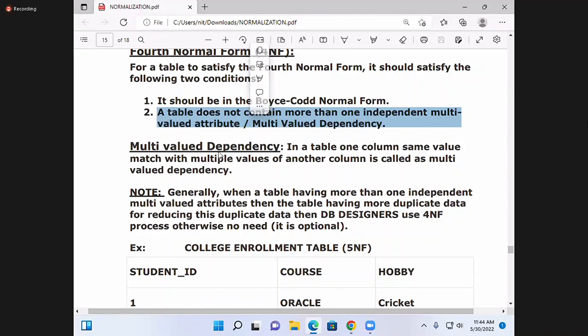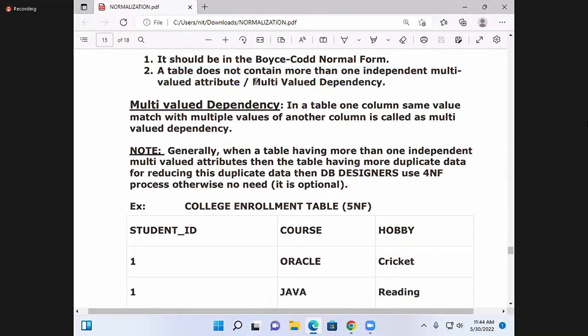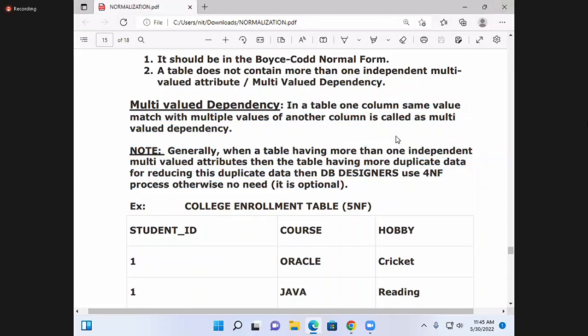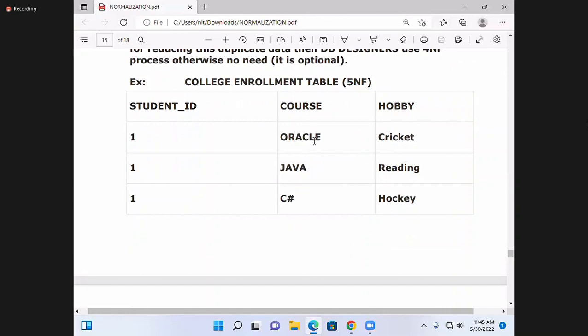Let me see. Here the new thing is multi-valued dependency. What is meant by multi-valued dependency? Observe the definition. In a table, one column's same value matches with multiple values of another column. Okay, what does it mean, sir? Here, observe carefully.